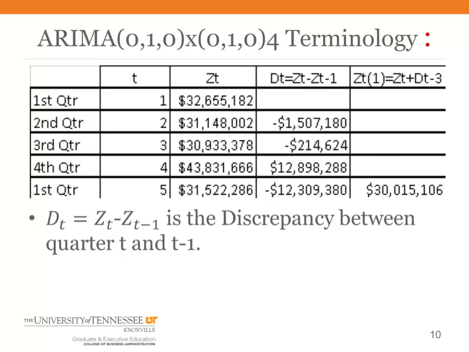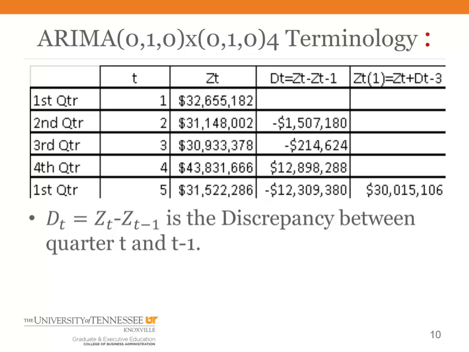I'm going to define that jump that we see between consecutive quarters as discrepancy, and I'm going to abbreviate that by D sub T. I've gone back to the beginning of the data now, and I'm going to start to build the model forward. I don't have a discrepancy for period 1 because I don't know what happened in the period prior to that. But in period 2, I computed a discrepancy and found that the demand actually dropped by $1.5 million between periods 1 and 2.